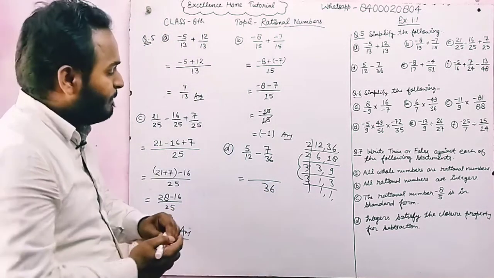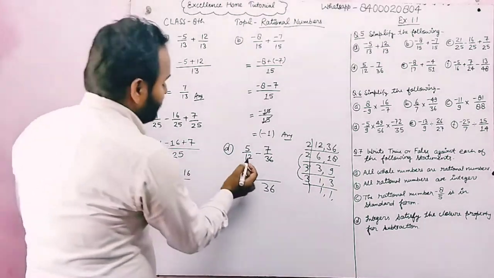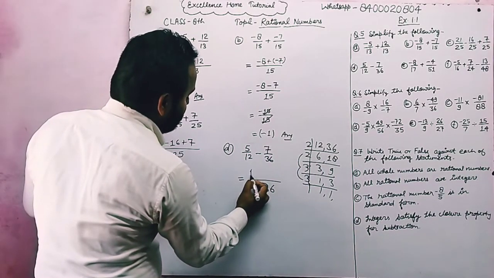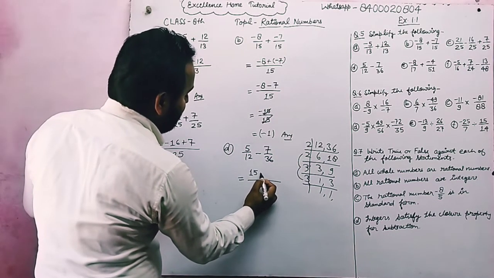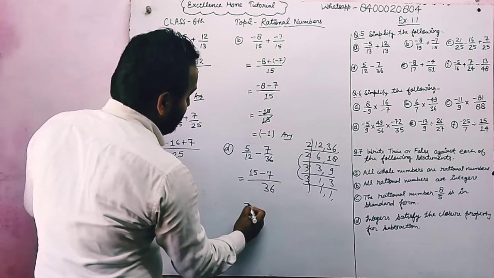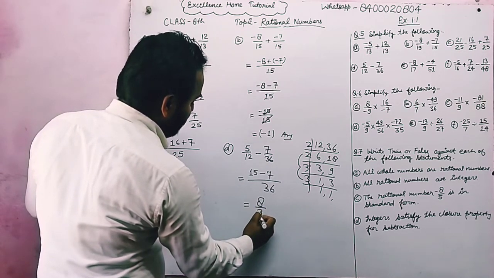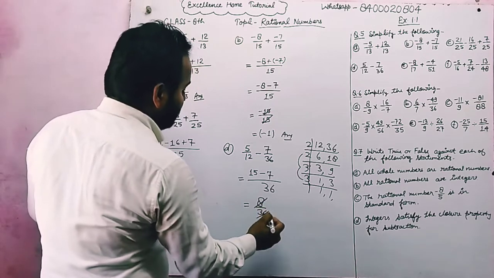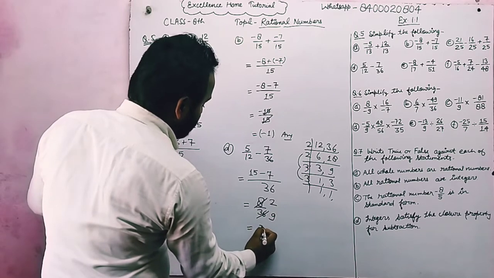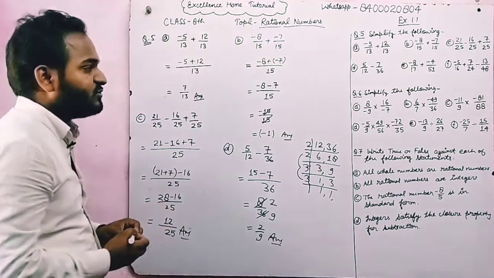Okay, divide 36 by 12. The quotient is 3, so we multiply 5 by 3. This is 15, 5 threes are 15, and 36 divided by 36 is 1. So 7 stays as it is, and we subtract 15 minus 7, that is 8 by 36. In this we cancel by 4: 4 twos are 8, 4 nines are 36, so the answer is 2 by 9. So these are very simple questions.